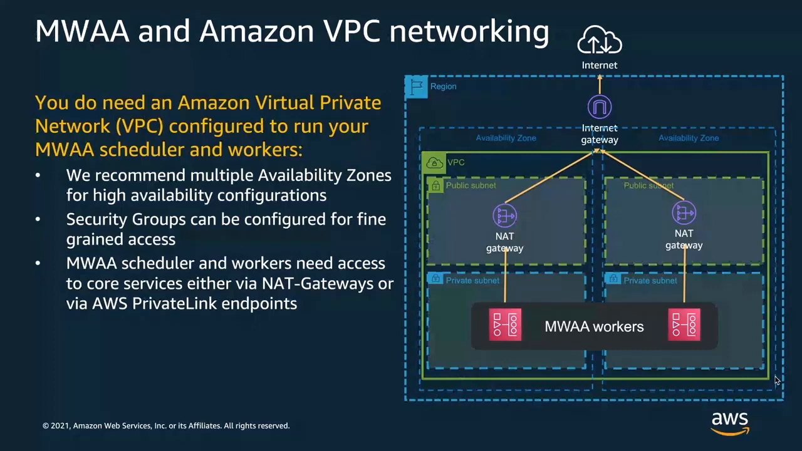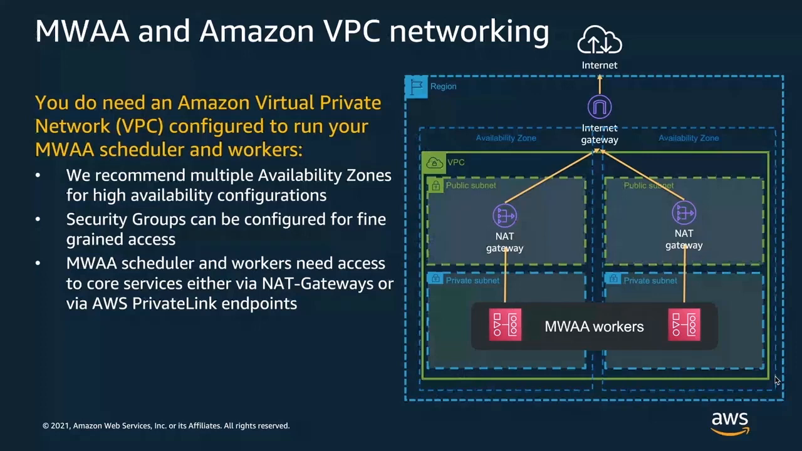So we see here an example where we have an internet gateway. We then have 2 NAT gateways in the public subnet, and then we have our MWAA infrastructure running inside of the private subnet. Now, again, when you launch your MWAA environment, it's going to ask you to give it subnet A and subnet B, as it were. Now, we see here an example where you're using NAT gateway.